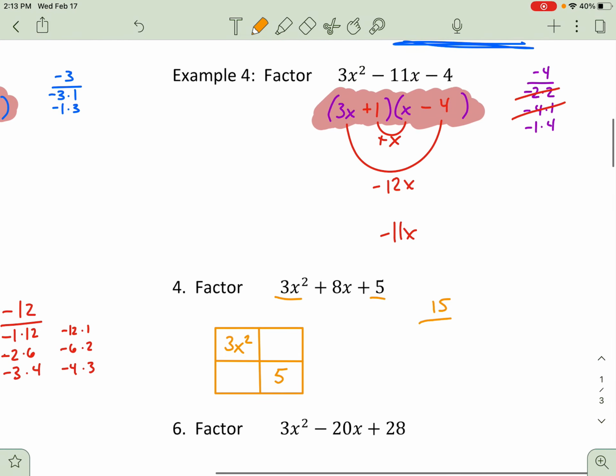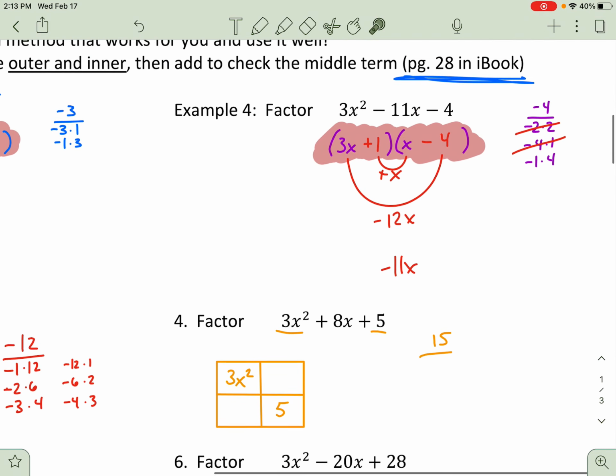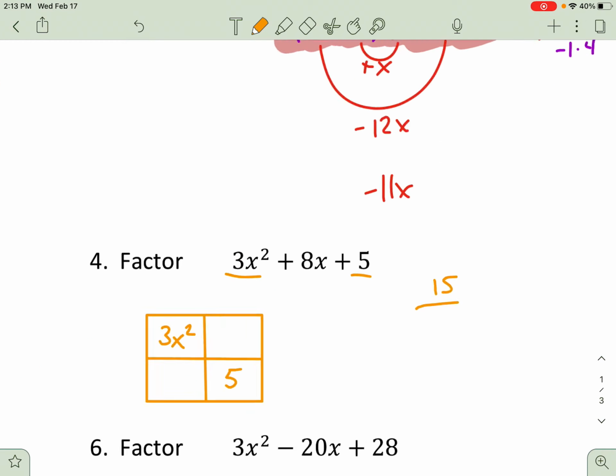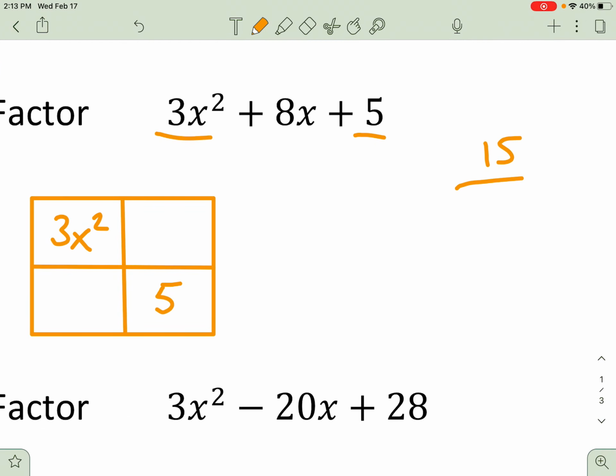So again, this is the difference between guess and check. Guess and check, okay, you just take the third term and you put it off to the side. For the box method with these, you multiply the first term times the last term, and you have to do it that way. So positive 15 gives you, let's see, 1 times 15, 3 times 5, and that's it, right? So which one of those would give me a positive 8? Well, it'd be the 3 times 5.